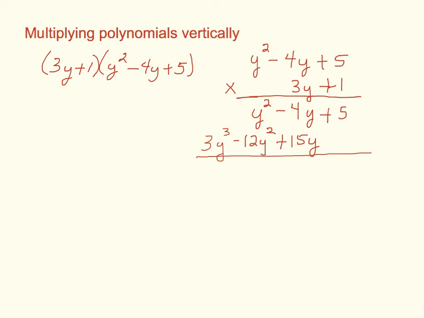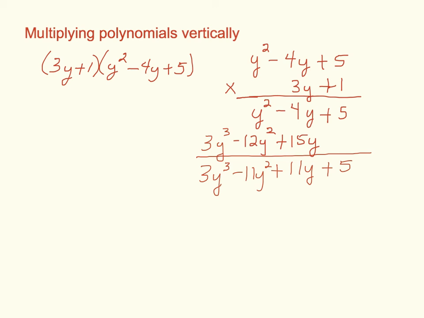so all I have to do is add them up and down like we normally do with multiplication, and finally we're going to add. So we get 5. Negative 4y and 15y is what? 11y. Y squared minus 12y squared is negative 11y squared. And then we bring down the 3y squared. I'm sorry, 3y cubed. Okay? And everything is in descending order.